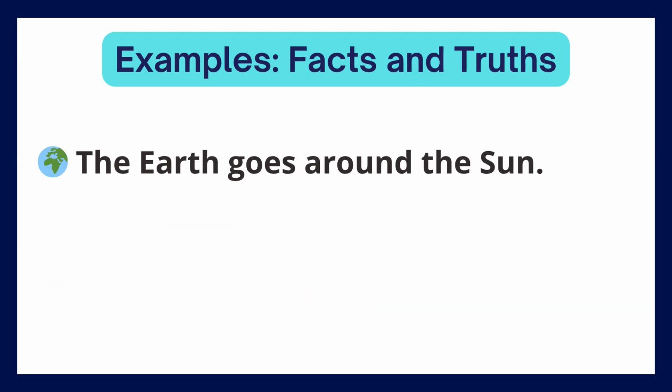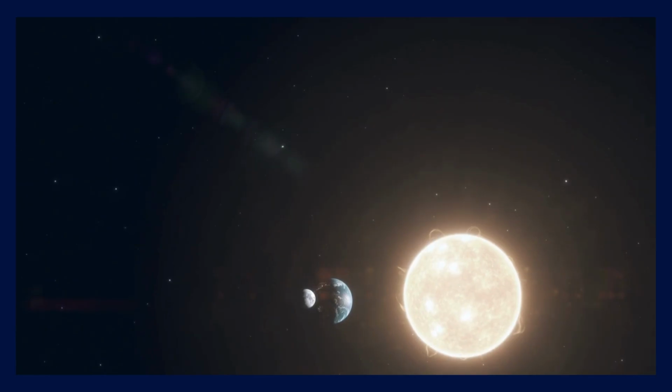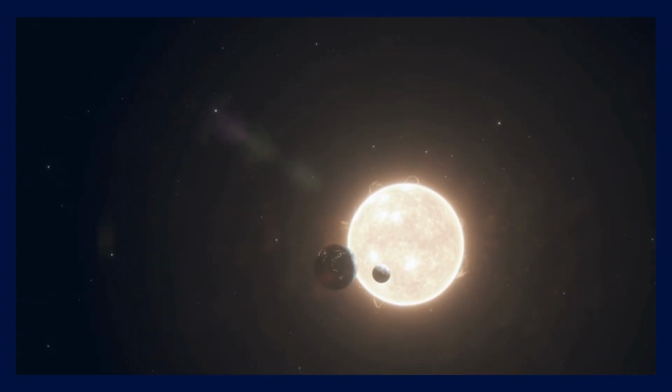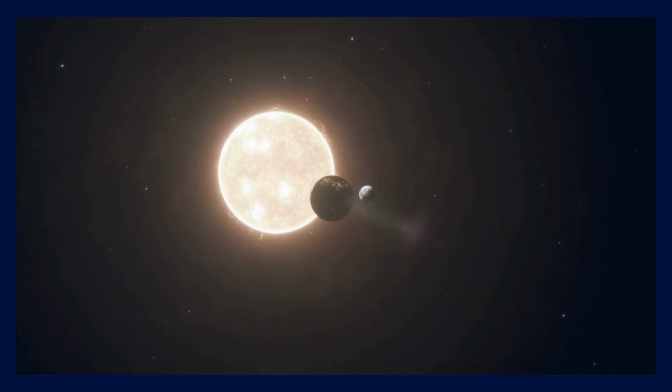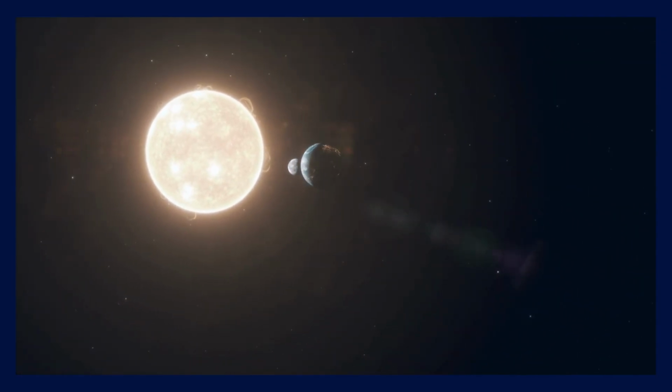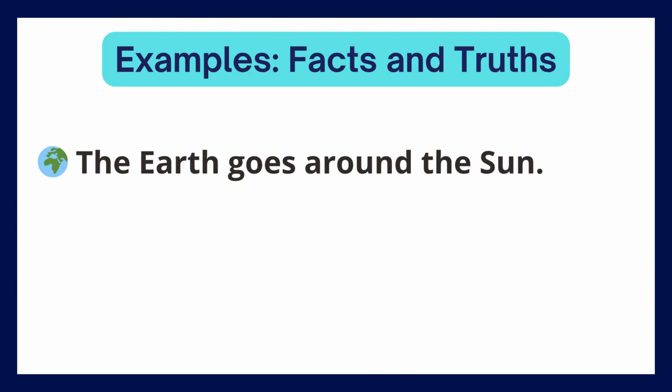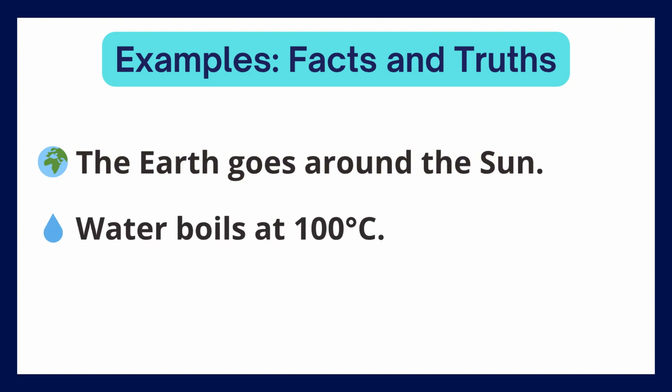In the sentence, the earth goes around the sun, it talks about a scientific fact, something that is always true and never changes. It's not something that happens just today or this week. It's a permanent truth. That's why we use the simple present tense here to describe facts that are true all the time, not temporary actions.